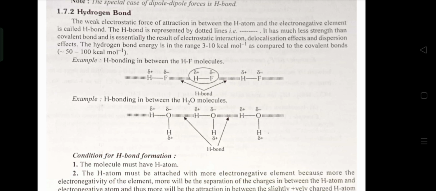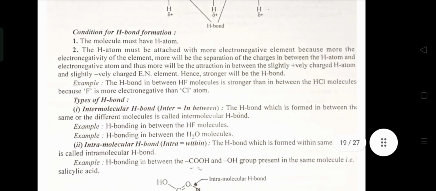It is much less strong than the covalent bond and is essentially the result of electrostatic interaction, delocalization effect, and dispersion effect. The hydrogen bond energy is in the range of 3 to 10 kilocalorie per mole as compared to the covalent bond.